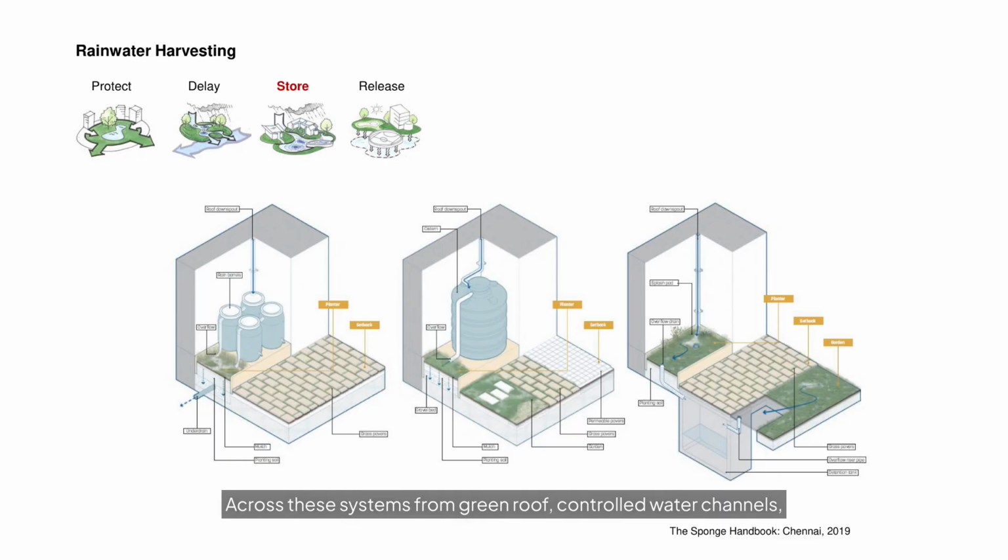Across these systems, from green roof controlled water channels, and cisterns enable effective delay, storage, and release of rainwater, contributing to resilient water management.